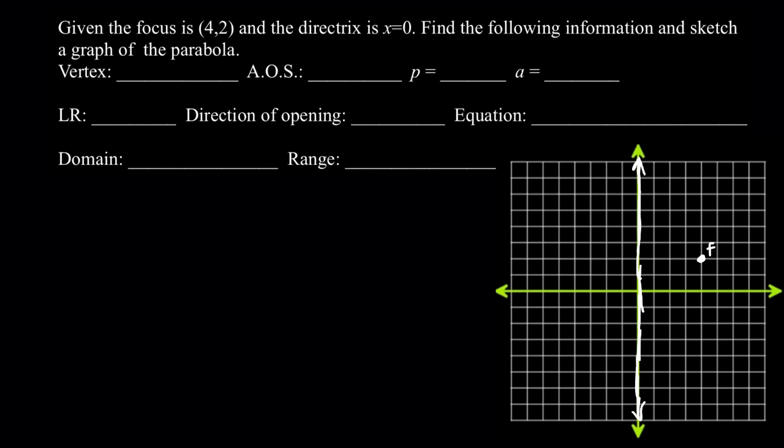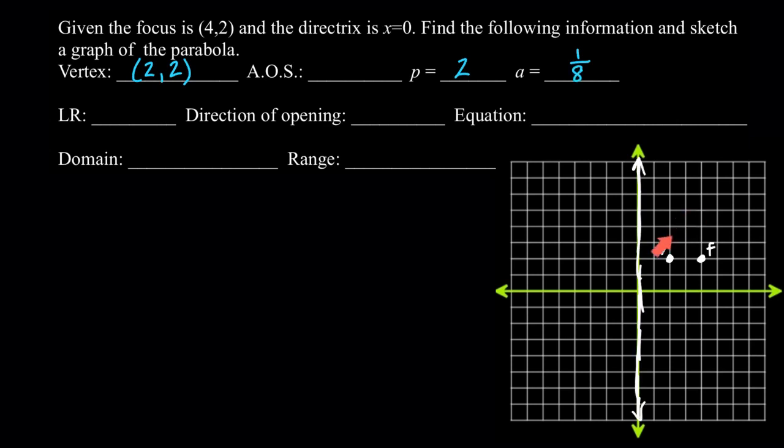Remember that your vertex is located halfway between the focus and the directrix, so this is your vertex right here. So our vertex we can fill in is going to be (2, 2). That tells us also that the p-value is 2. That's the distance from the vertex to the focus. And if p is 2, a is going to be 1/4 times 2, which is 1/8.